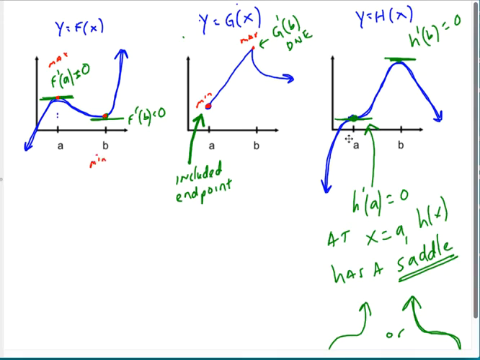Now here, at this spot, h prime of a is 0. This is a horizontal tangent line. h prime of a is 0. But this is what we call a saddle, right? So a saddle is where a function is going uphill, levels out, and then continues to go uphill.